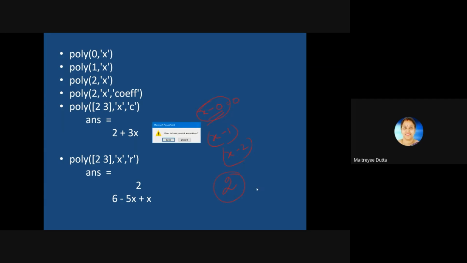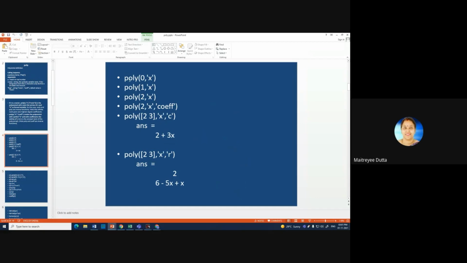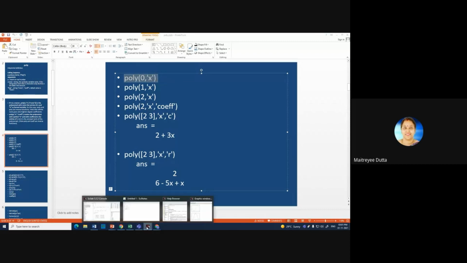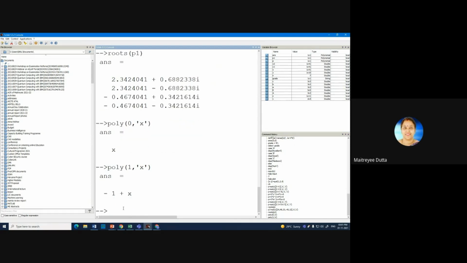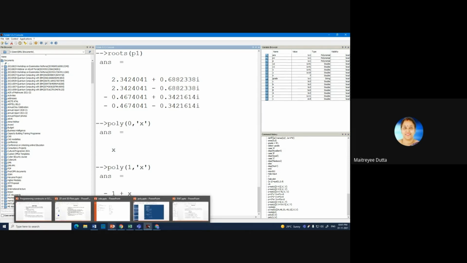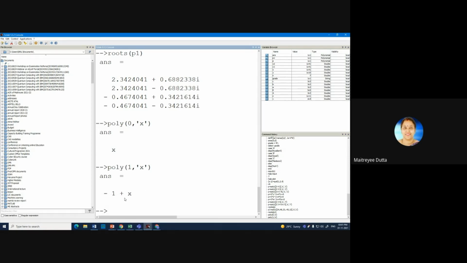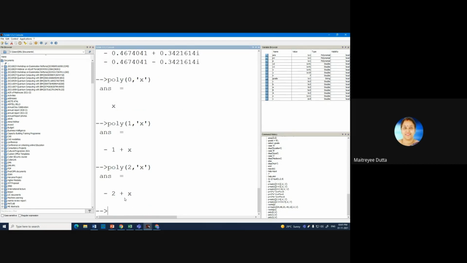Now let us see whether we are getting the exact things or not. First of all, poly 0 x. Now let us try this. What will be poly 0 x? You see, the answer is only x, because we have already seen that we should get x minus 0, that is only x, right? Next, we are giving poly 1 x. Now we are getting x minus 1. You see, I have told you that we should get x minus 1. So we are getting x minus 1. Similarly, when we give 2 x, we will be getting x minus 2.